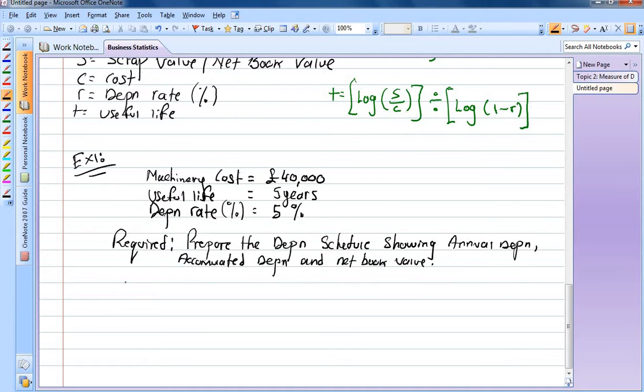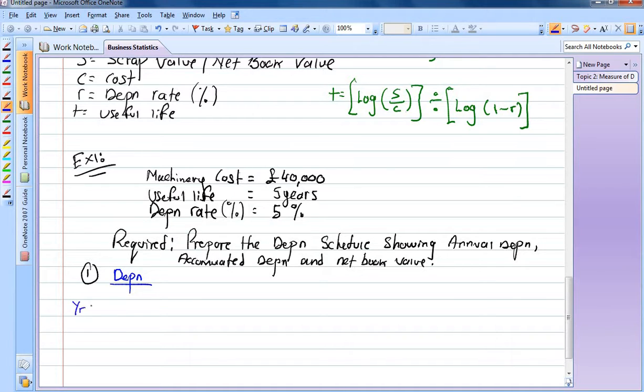Now, working number 1 is slightly different here. The reducing balance method is a bit complicated because the depreciation won't be the same every year. So therefore, we need to calculate every year's depreciation. Every year's depreciation will be different for the reducing balance method, not like the straight line method, where every year is the same. Okay, so we're going to calculate the depreciation basically.